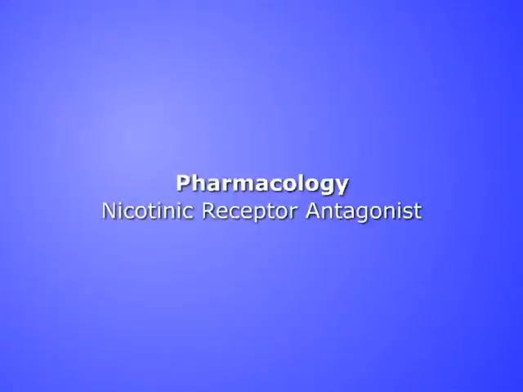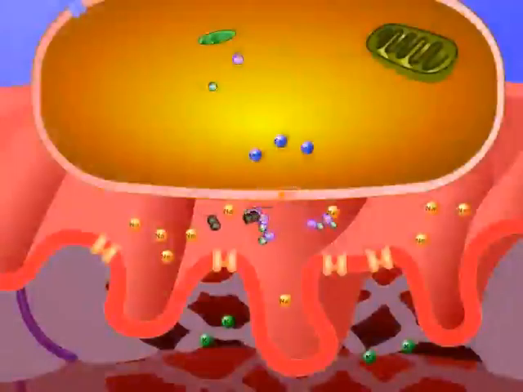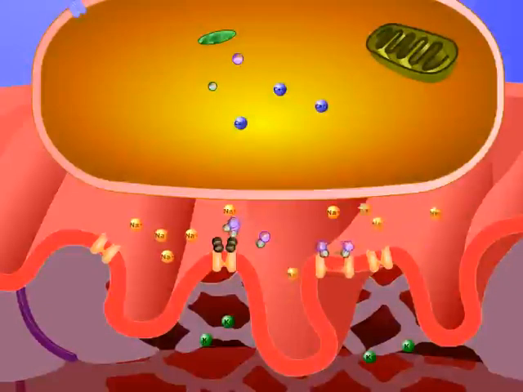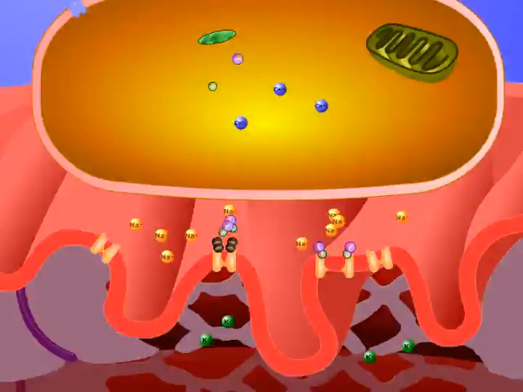Pharmacology of nicotinic receptor antagonists. In this animation, the normal interaction between acetylcholine and nicotinic receptors is shown on the right. On the left, nicotinic receptor antagonists are seen preventing acetylcholine from binding to nicotinic receptors. Thus, depolarization cannot take place.